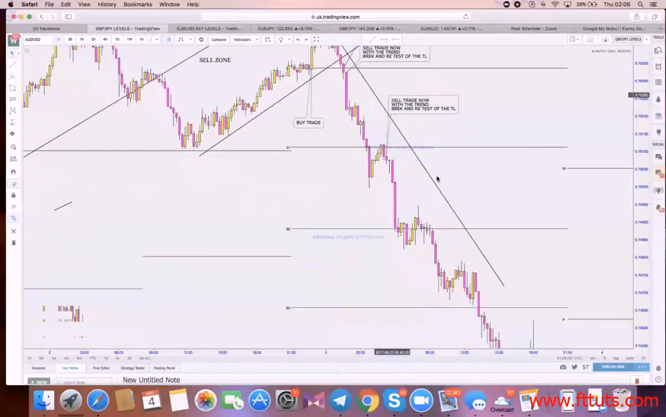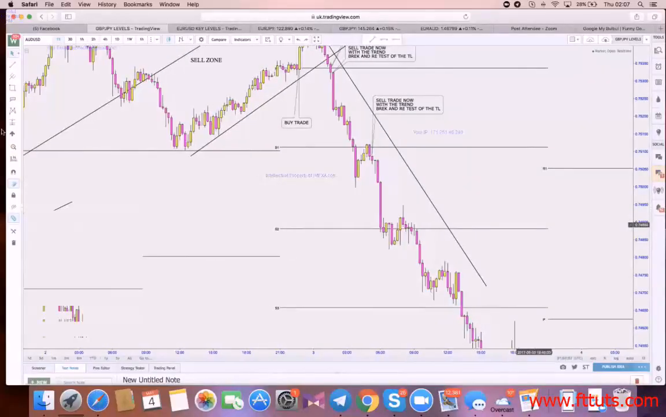This is your reference line. You will never take a buy trade without the price breaching this. We are in a strong bearish trend. Makes sense? You guys understand this?